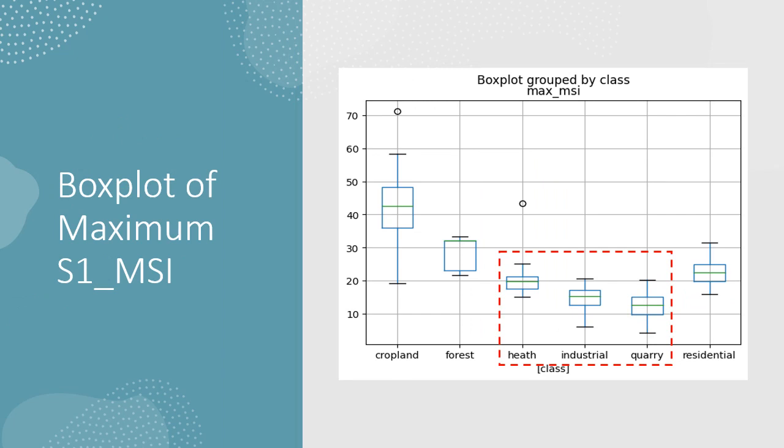From the box plot of the maximum S1 MSI values plotted for the different classes, it can be noted that heath, industrial, and quarry can be easily told apart from cropland, as their maximum S1 MSI values are significantly lower than that of cropland. It is also apparent that croplands have the highest median score of around 43.